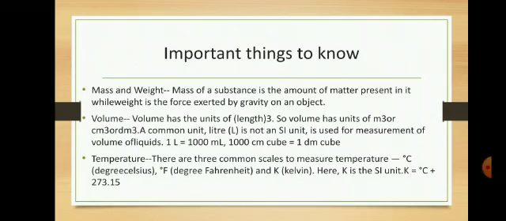Third, temperature. There are 3 common scales of temperature to measure. First one, degree Celsius scale, degree Fahrenheit scale, Kelvin scale. Here, K is the SI unit. K is equal to degree Celsius plus 273.15.